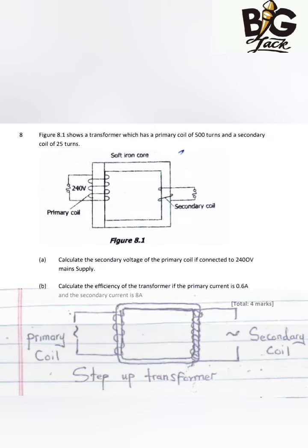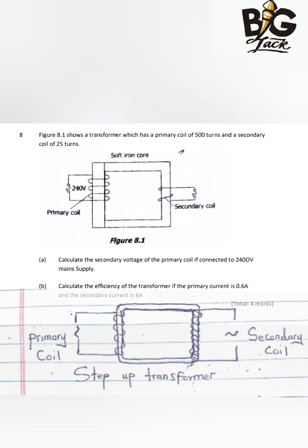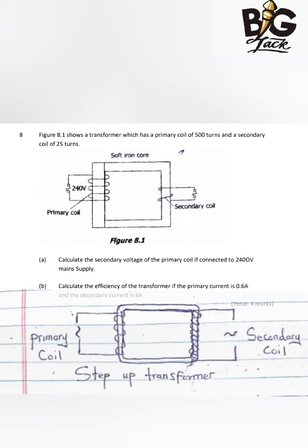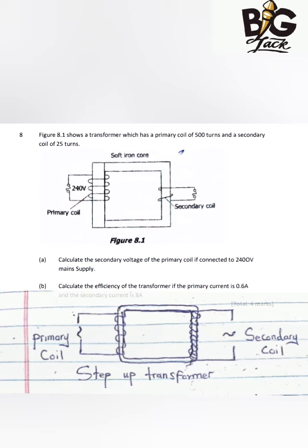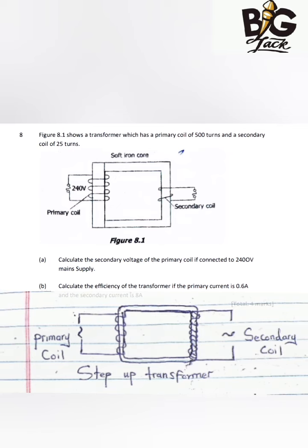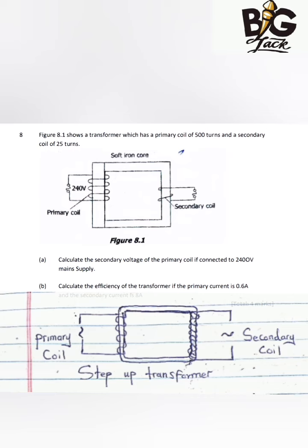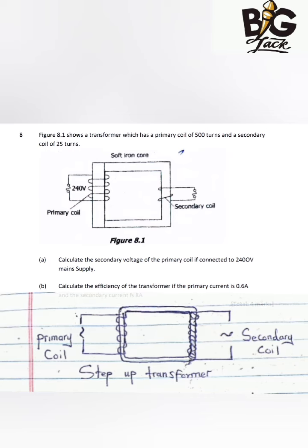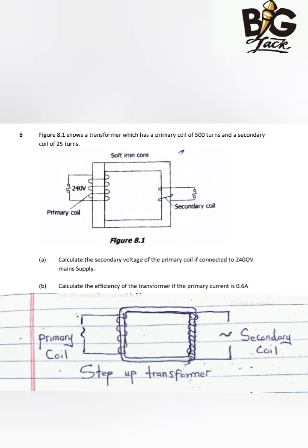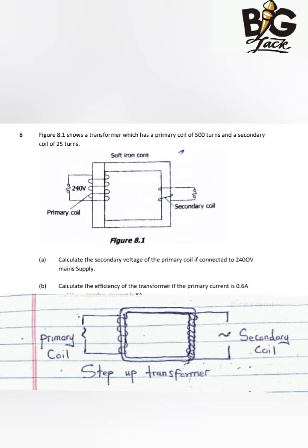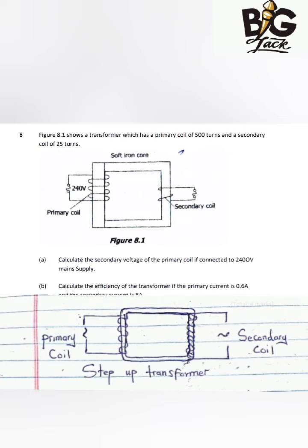Since I'm saying the step up transformer, it steps up the voltage of an AC, while the step down transformer steps down the voltage of an AC. A transformer usually has two sides: the primary coil and also the secondary coil.